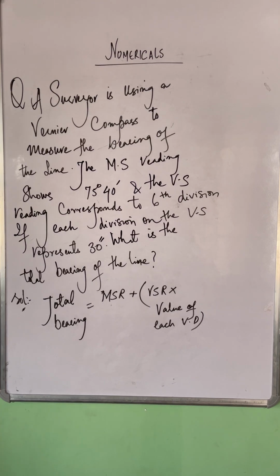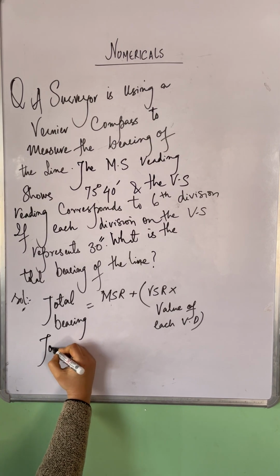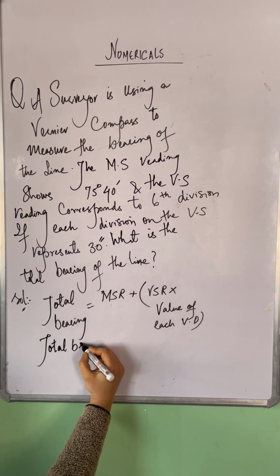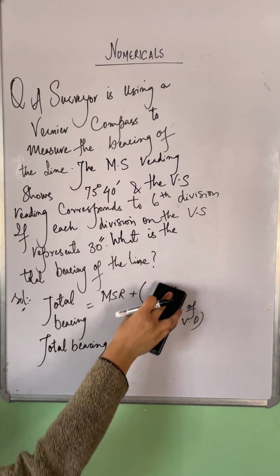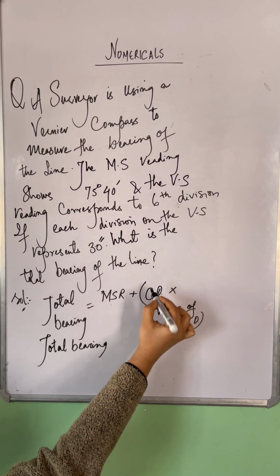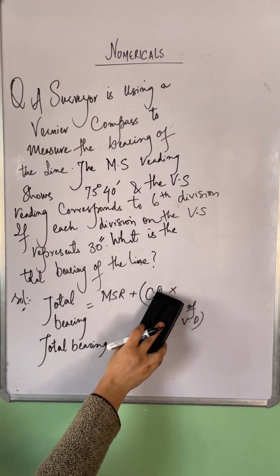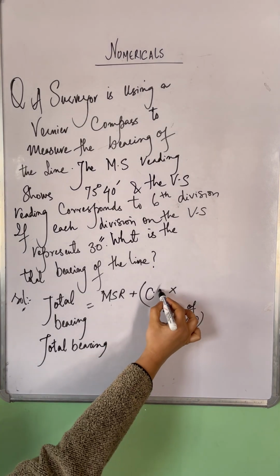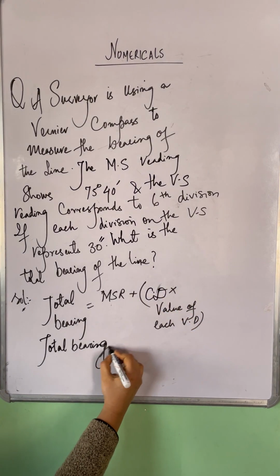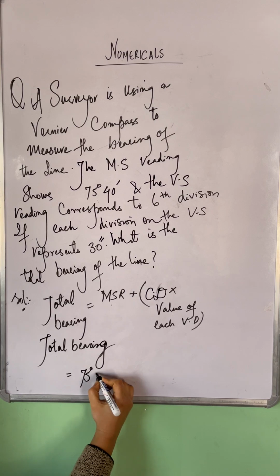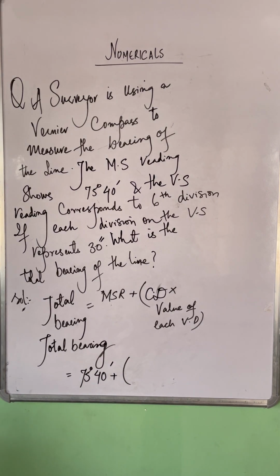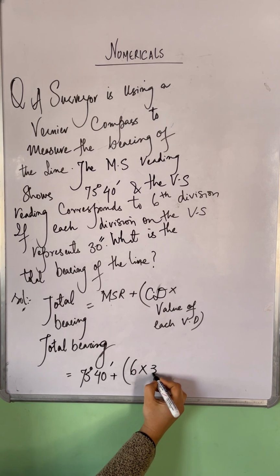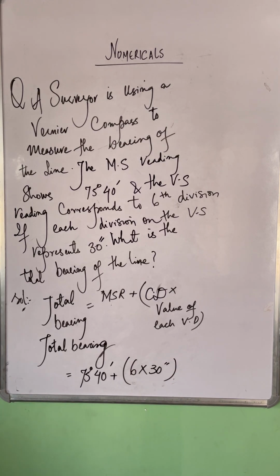So my total bearing will be... I must write it as the coinciding division. Coinciding division. Right? Please don't confuse yourself. It's the coinciding division. What is my total bearing of the line? What is my main scale reading? 75 degrees 40 minutes. Which is my coinciding division? 6, multiplied by the value of each vernier division. Right?